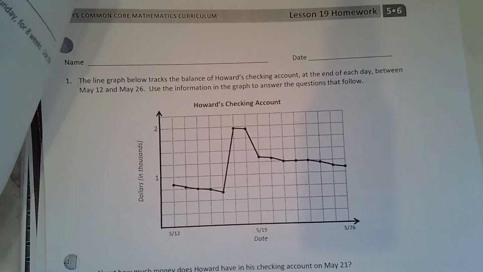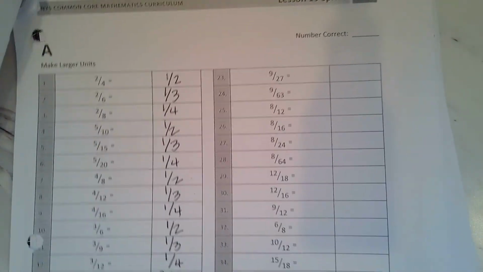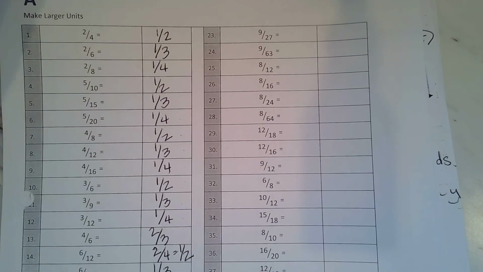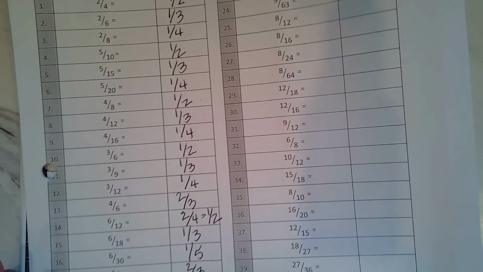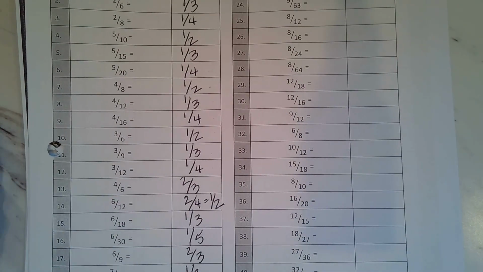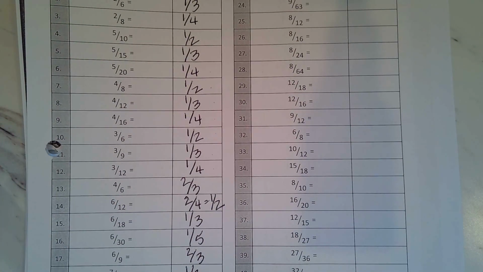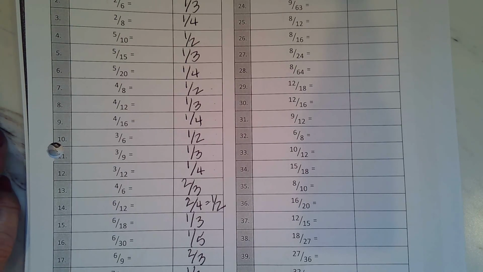Then you have your exit ticket and your homework. Don't forget, this is your sprint. Whatever you didn't finish does become part of the homework. All right, that will do it for module 6, lesson 19, concept development.